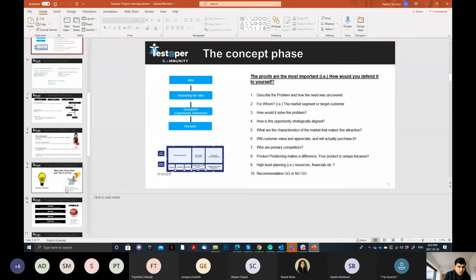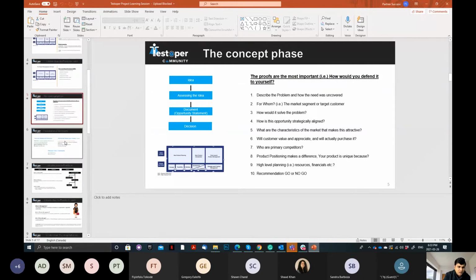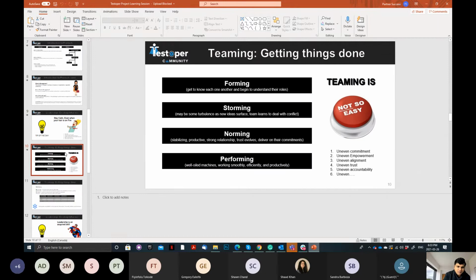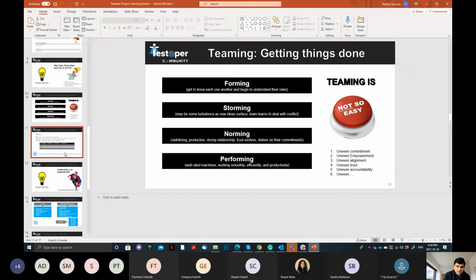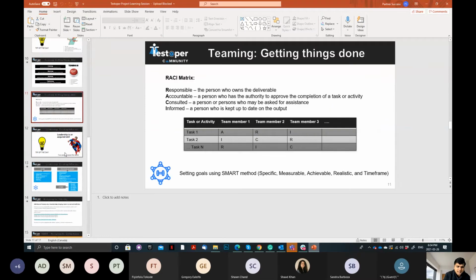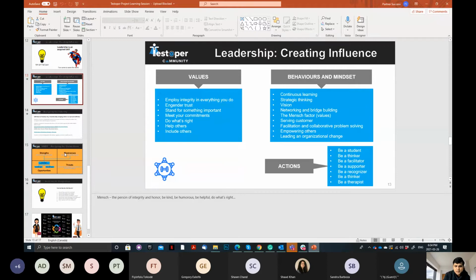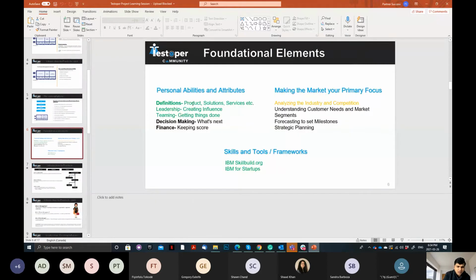Perfect. So we went through all the four we have to go through. Right now, where we are is we are in the foundational elements, and we talked about multiple things. We talked about leadership. We talked about teaming, which is very, very important. We talked about the RASI matrix. So end of the day, in a nutshell, we talked about the definition for products, leadership, team, getting things done. And these two things we will come back to.